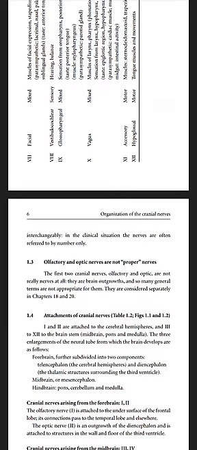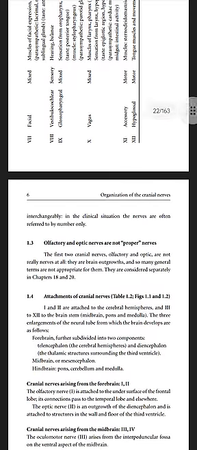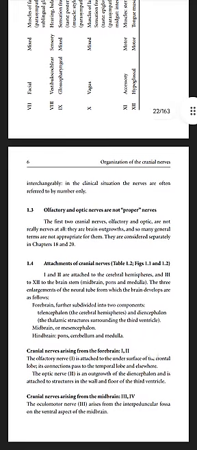Olfactory and optic nerves are not proper nerves. The first two cranial nerves, olfactory and optic, are not really nerves at all. They are brain outgrowths, and so many general terms are not appropriate for them. They are considered separately in chapters 18 and 20.